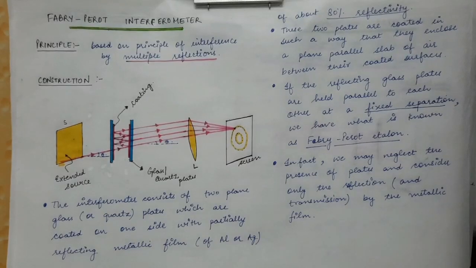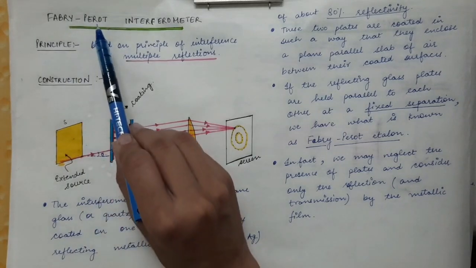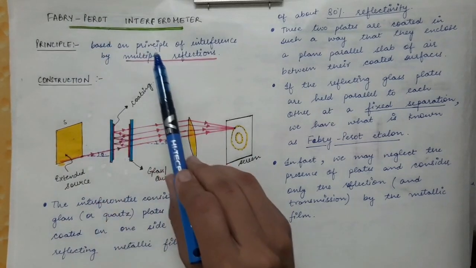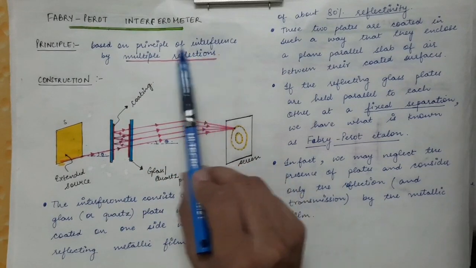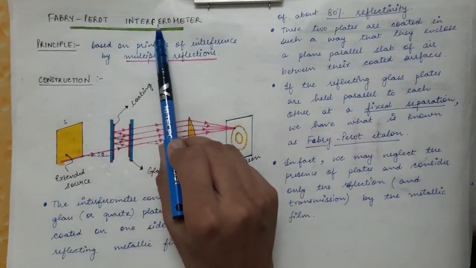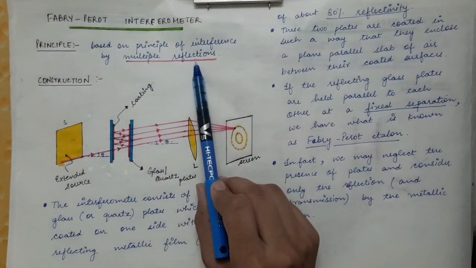The next topic we are going to start is the Fabry-Perot interferometer. In the last lecture we had covered the Michelson interferometer. The principle of the Fabry-Perot interferometer is that it is based on multiple reflections. The interference pattern observed in the Fabry-Perot interferometer is caused due to these multiple reflections.